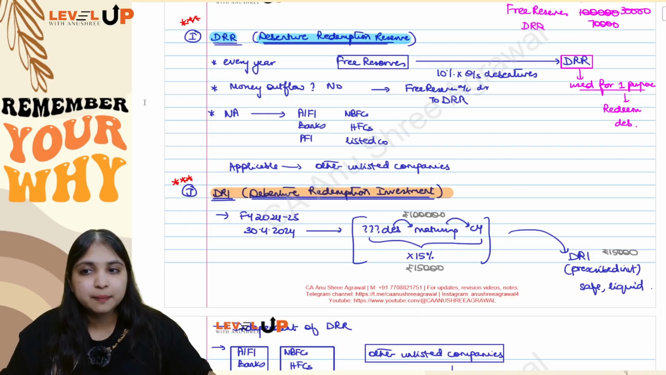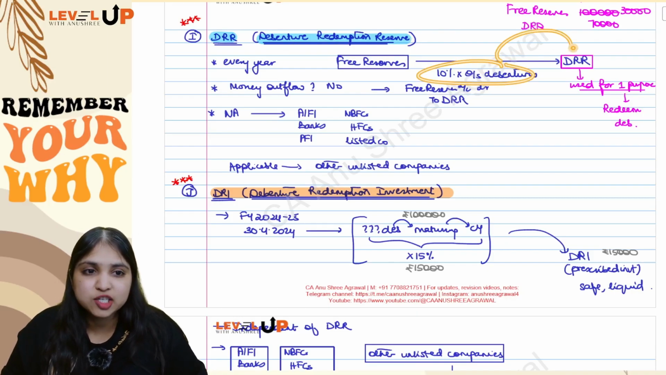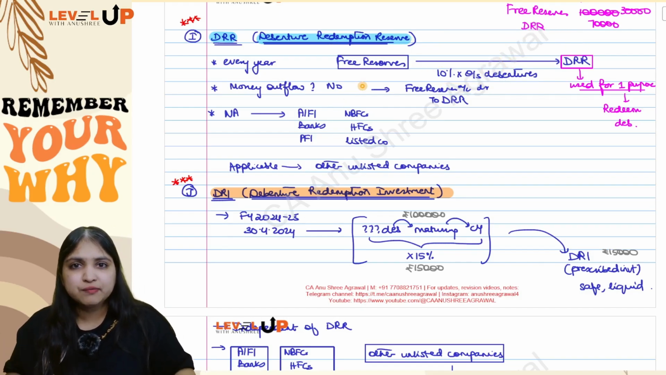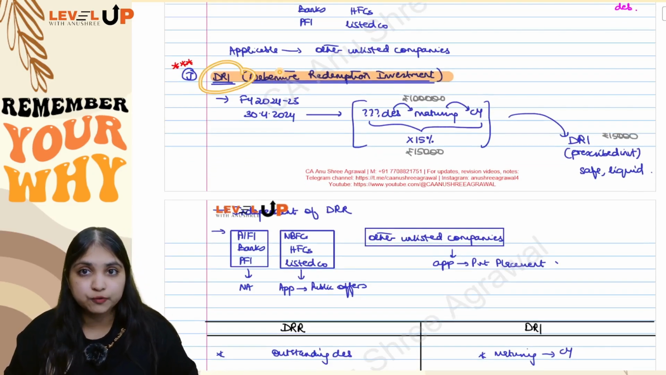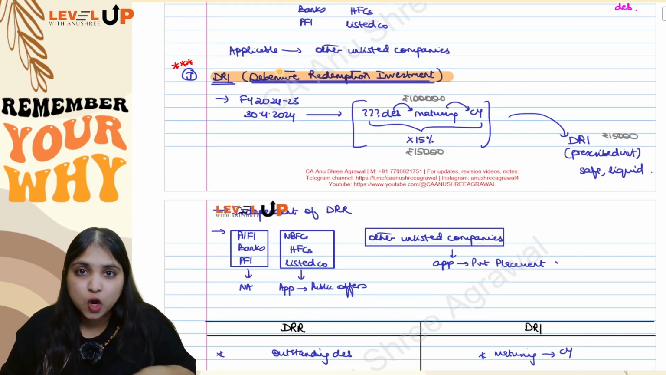Then we had learnt about debenture redemption reserve. Here we said the company has to transfer 10% of the outstanding debentures into DRR every year. There is no money outflow. We are just taking money from one reserve and putting it into another reserve. But in debenture redemption investment, there will be a money outflow. By 30th April of the current year, the company should see how many debentures are maturing in the current year.